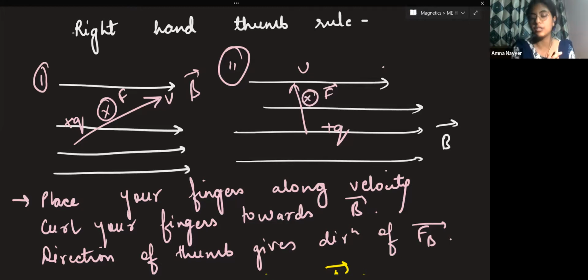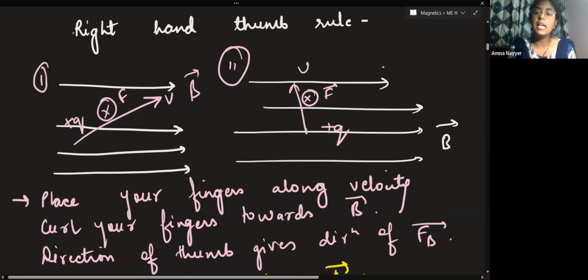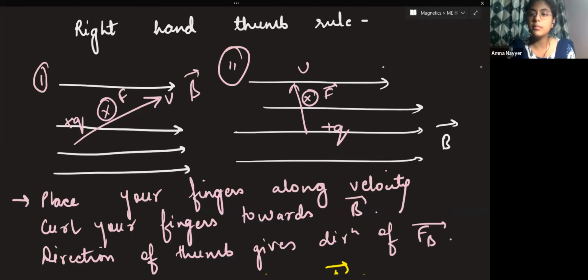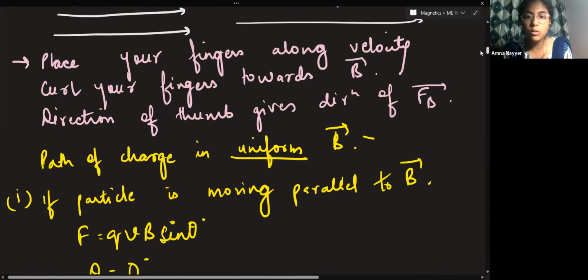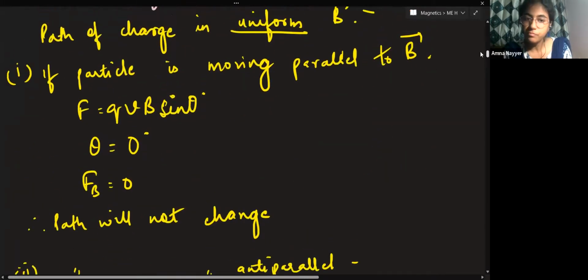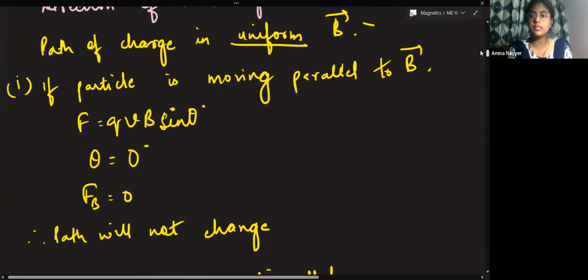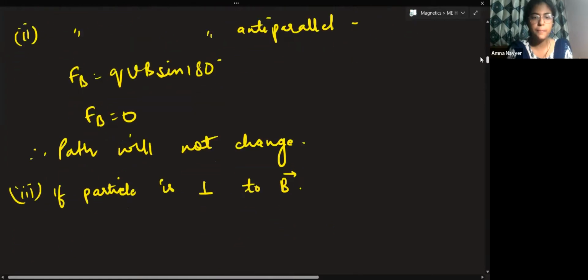We will see the direction in detail. It's also written over here: place your fingers along the velocity, curl your fingers towards the magnetic field, and the direction of the thumb gives you the direction of the magnetic force. Fine. So this is the rule. But before going into the application of this rule, let's see a few things.